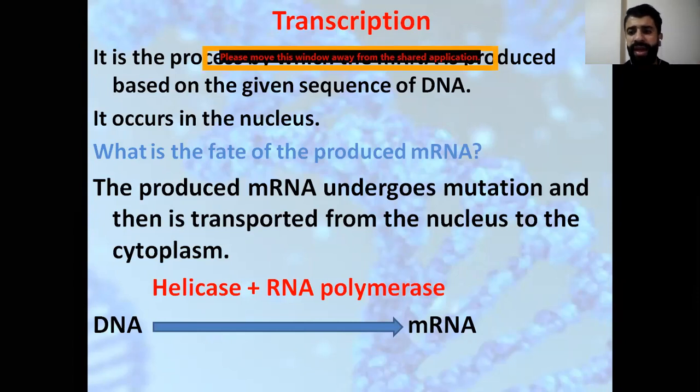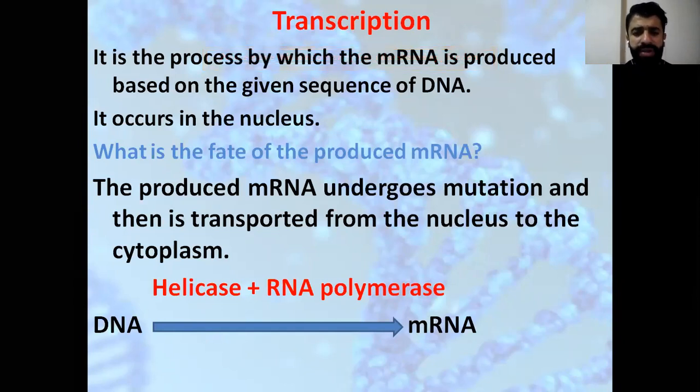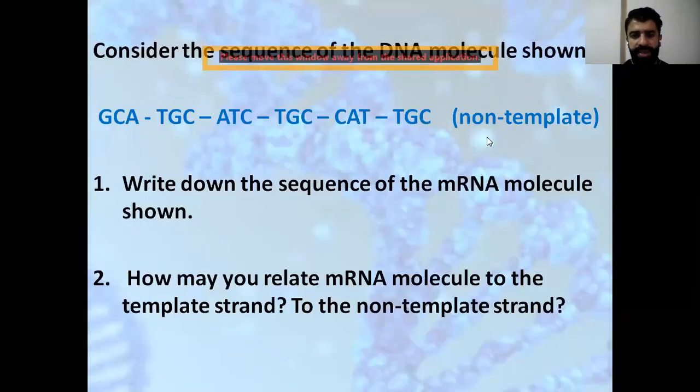The produced mRNA may undergo mutation. This mutation is our point, our lesson for next week. We're going to talk about mutation in specific: the meaning of mutation, what the different types are, and what they do inside the body. So DNA gives mRNA by the process of transcription by the action of two enzymes, helicase and RNA polymerase.